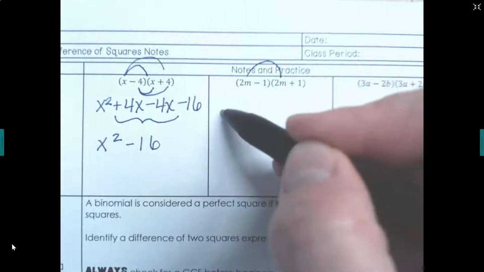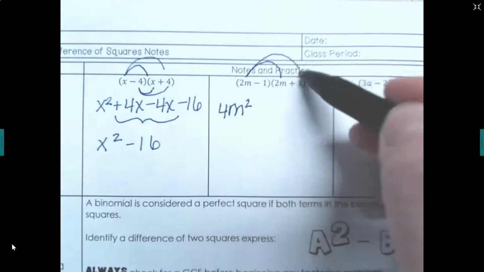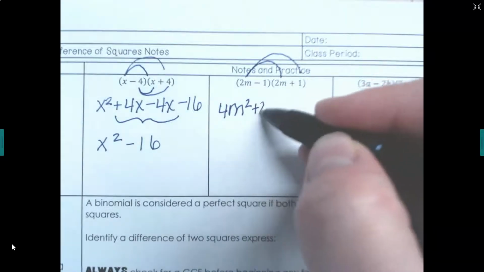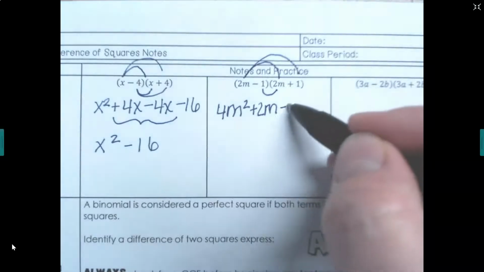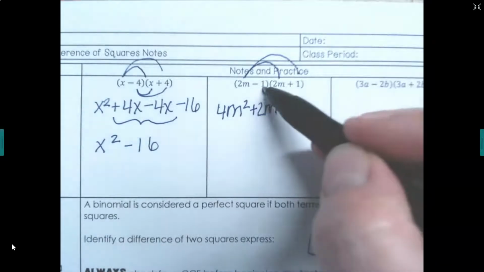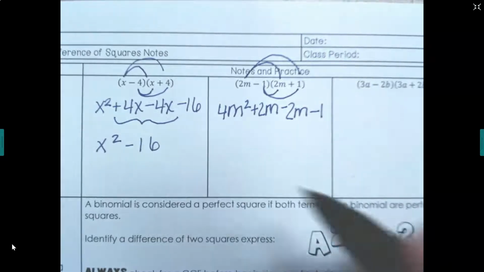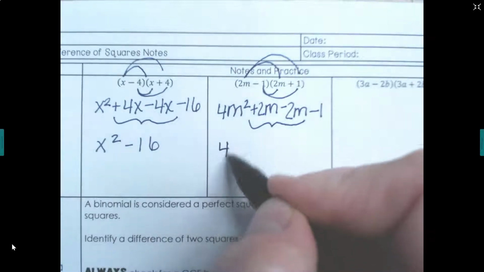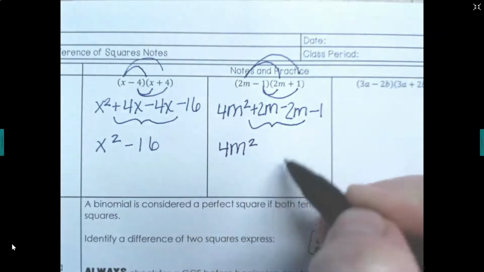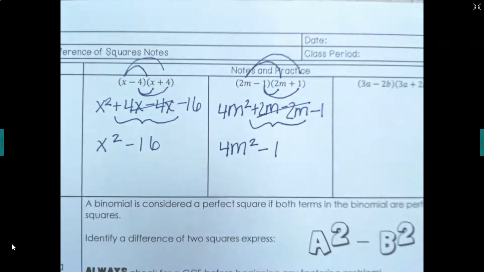2m times 2m will be 4m squared. 2m times 1 is a positive 2m. Negative 1 times 2m is negative 2m, and negative 1 times positive 1 will be negative 1. When I combine my two like terms in the middle, I end up with 4m squared minus 1, because they're going to cancel because they're opposites, just like these guys did. Okay, let's try one last one.